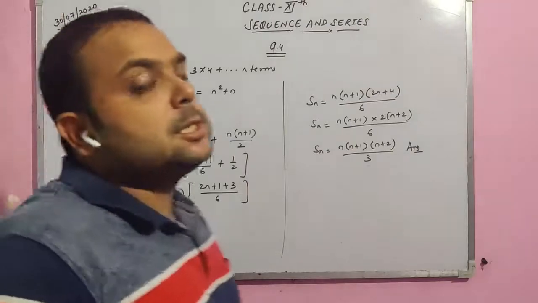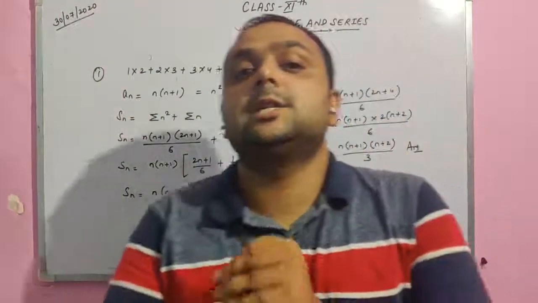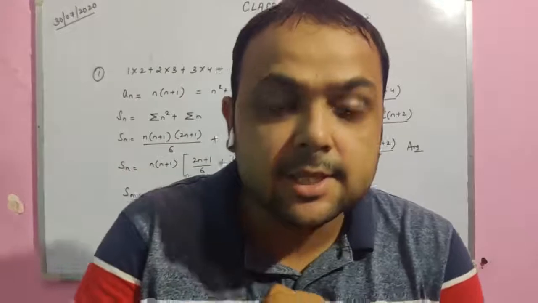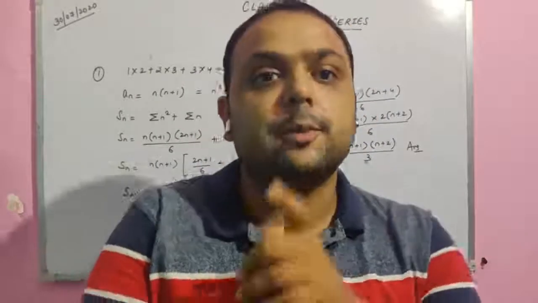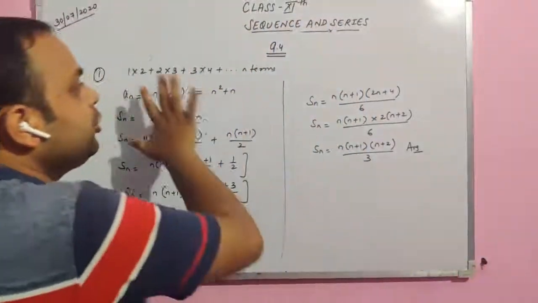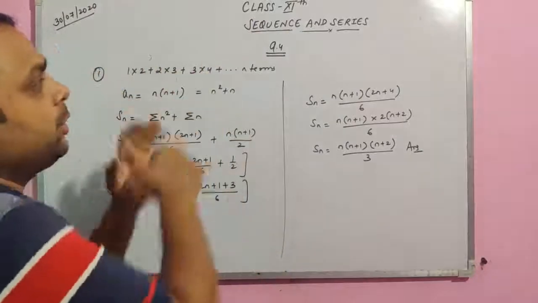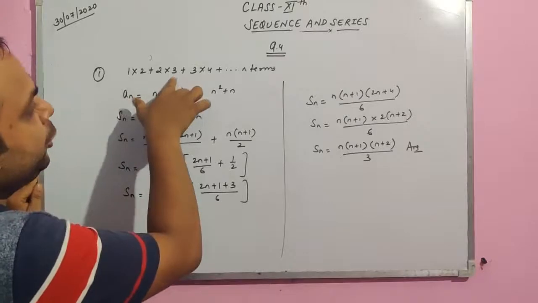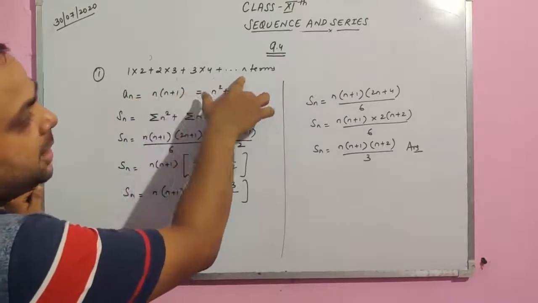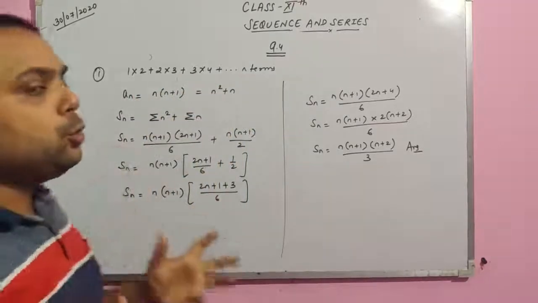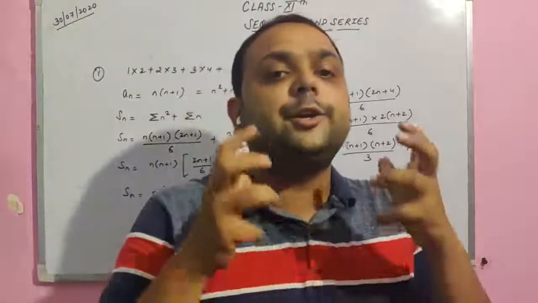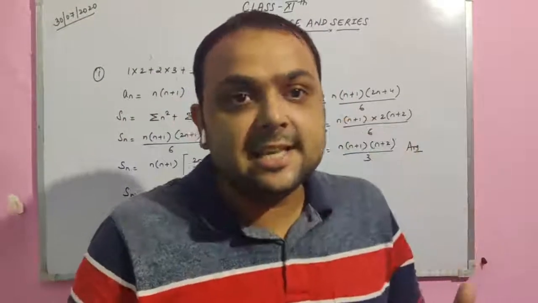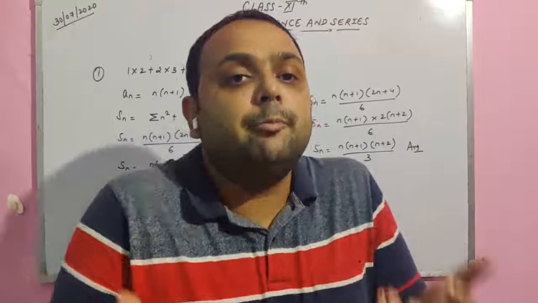Now we will see some examples based on the sum of n terms of special series. This is exercise 9.4, question number 1. The question is: find the sum of this particular sequence up to n terms. This is 1 into 2 plus 2 into 3 plus 3 into 4 plus up to n terms. So what we need to do is first make a general term for the given series, and then we apply the concept of the sum formula.